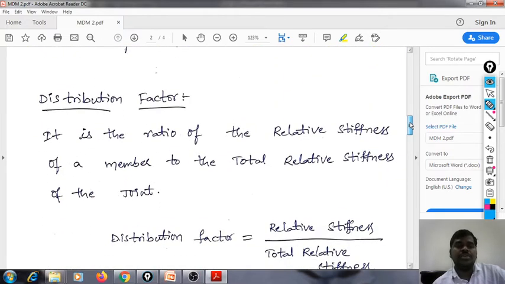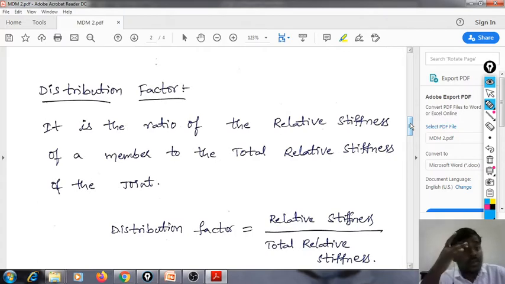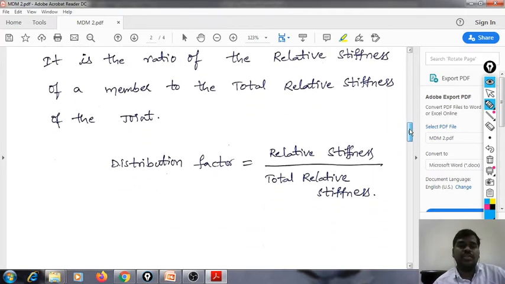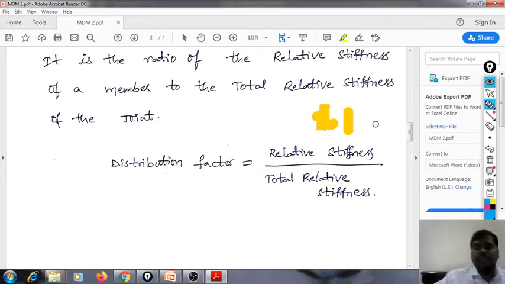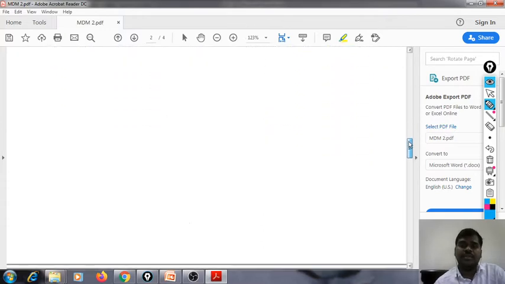Next, distribution factor. It is the ratio of the relative stiffness of a member to the total relative stiffness of the joint. Suppose we have got x1 there, so the distribution factor is x1 by total relative stiffness, and the distribution factor of the second span is x2 by total relative stiffness.